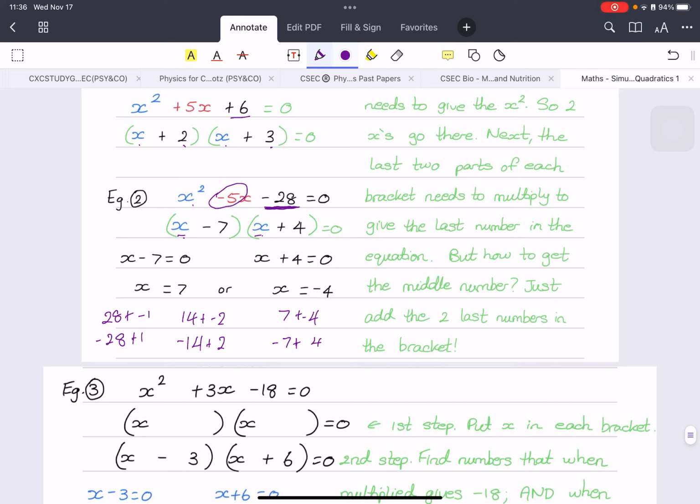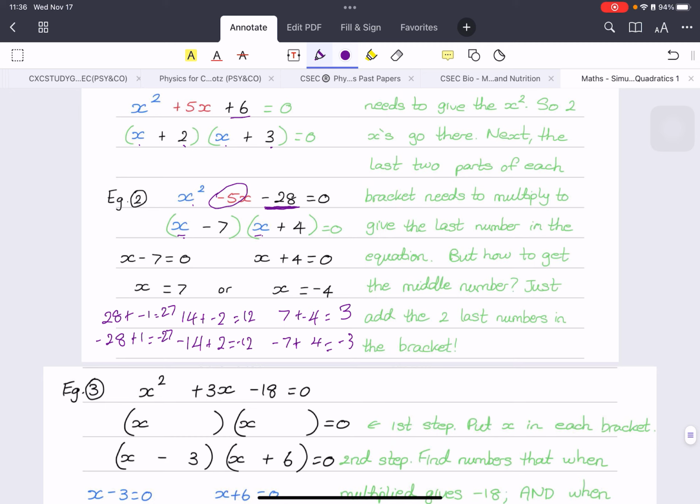Okay. So 28 plus minus 1 is really 27. That's definitely not negative 5. Minus 28 plus 1 equals minus 27. Wrong again. 14 plus minus 2 is really just 14 minus 2, which is 12. That's wrong. Minus 14 plus 2 is negative 12. That's also wrong. 7 plus minus 4 is really 7 minus 4, which is equal to 3. And minus 7 plus 4 is equal to negative 3.